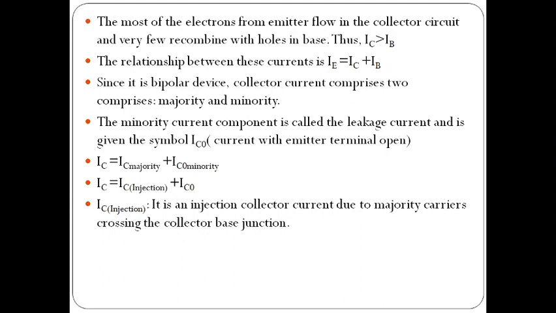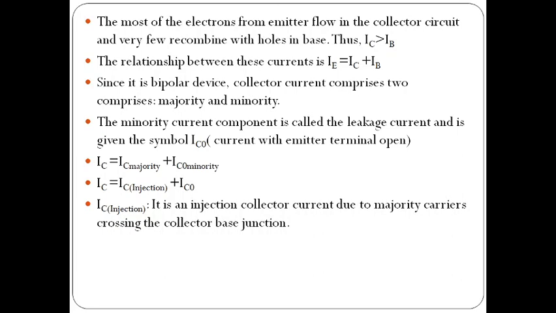So most of the electrons from the emitter flow in the collector circuit and very few recombine with holes in the base region. So the collector current is much greater than the base current. Yes. So what are the currents at the emitter junction? IE can be written as the sum of base current and collector current.